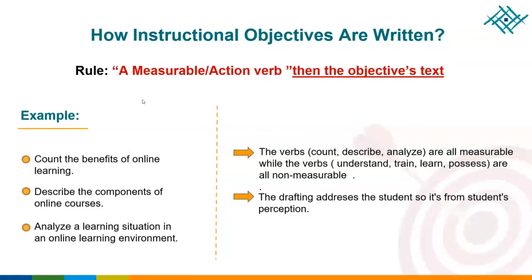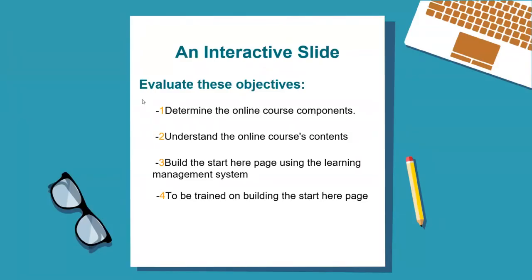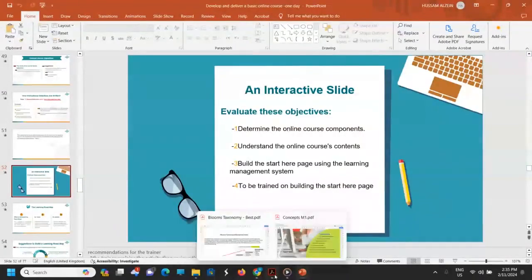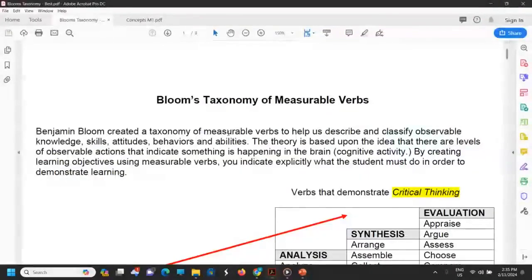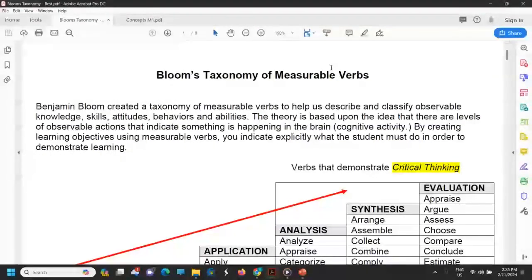Then the objectives we try to build and achieve are at most from the cognitive domain. The cognitive domain involves knowledge and development and intellectual skills from Bloom. Okay, let's see what is the taxonomy Bloom and what does it mean. And here is what we call Bloom's taxonomy of measurable verbs.